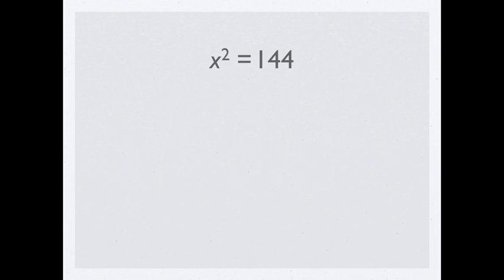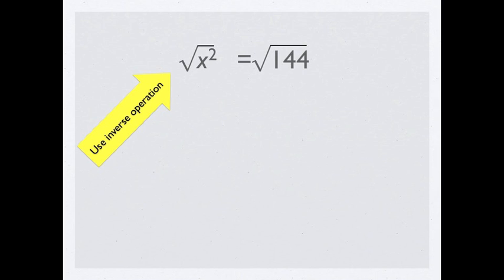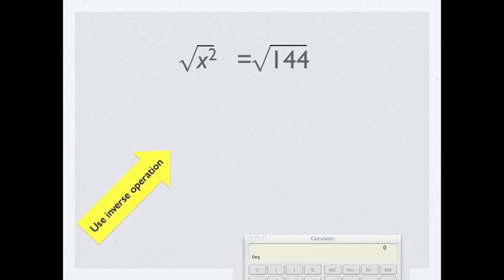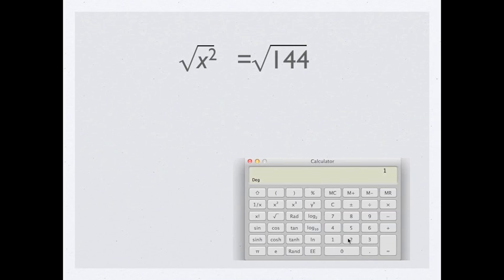Now, occasionally you're going to come across equations that have squares involved in the problem itself. And what you have to do is use the inverse operation of a square, which is a square root. Now, by using a calculator, we can show the solutions for this problem. If we square 12, we get 144. And if we take the square of negative 12, we also get 144.